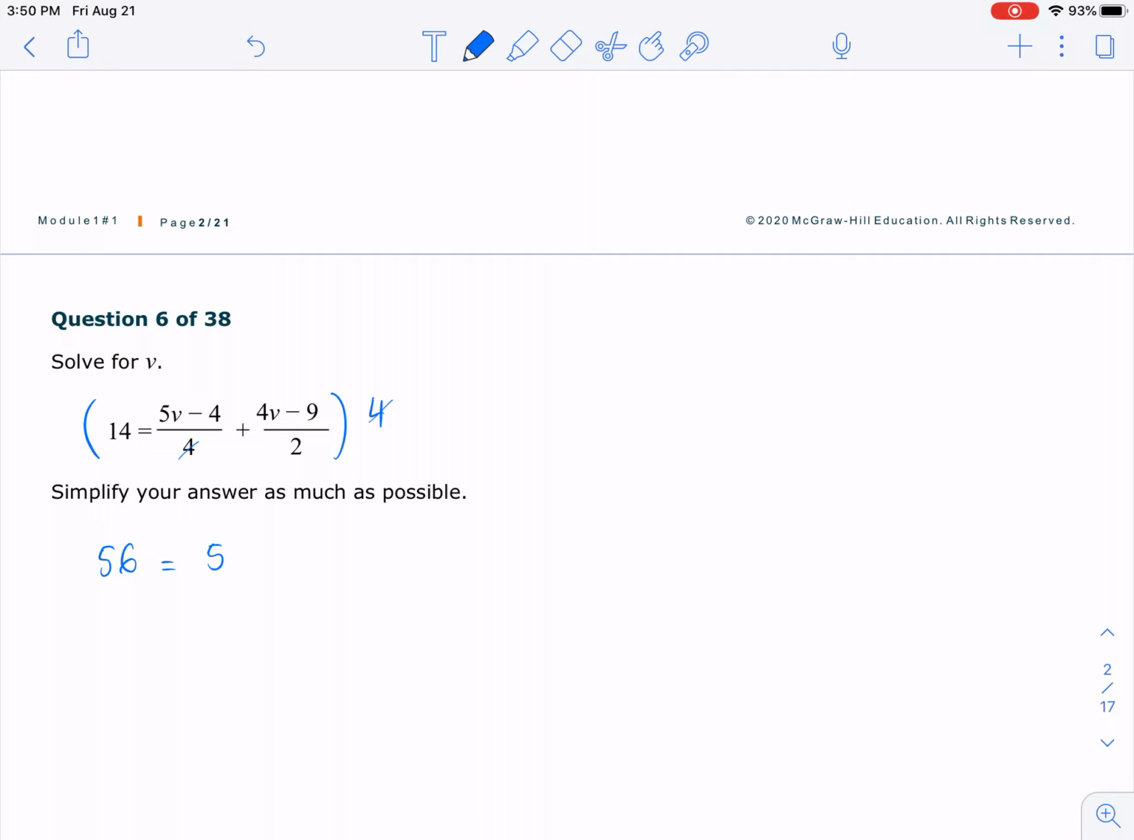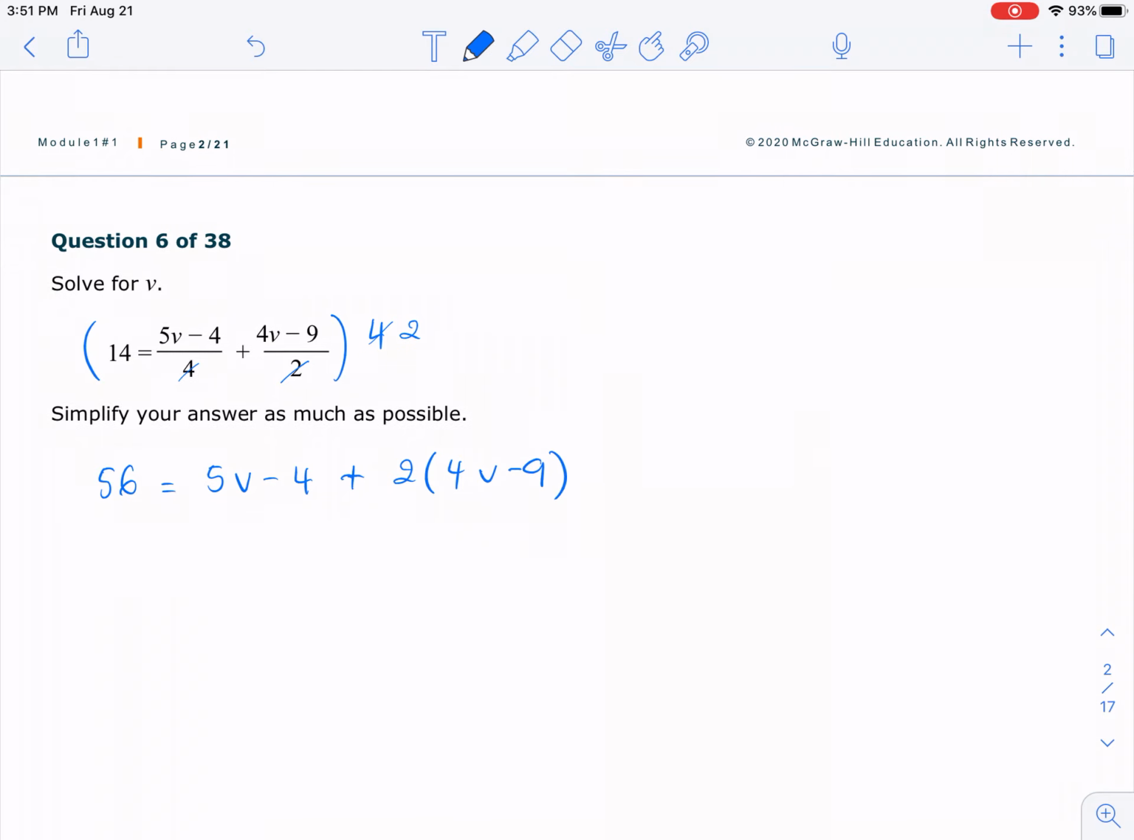So I can do that for the next part. So it's 5v minus 4. And then 4 and 2 right here, so we ended up with 2, right? So this is something you have to be careful about. So we have 2 times 4v minus 9. Make sure you distribute the 2. So we ended up with 56 equals 5v minus 4 plus 8v minus 18.